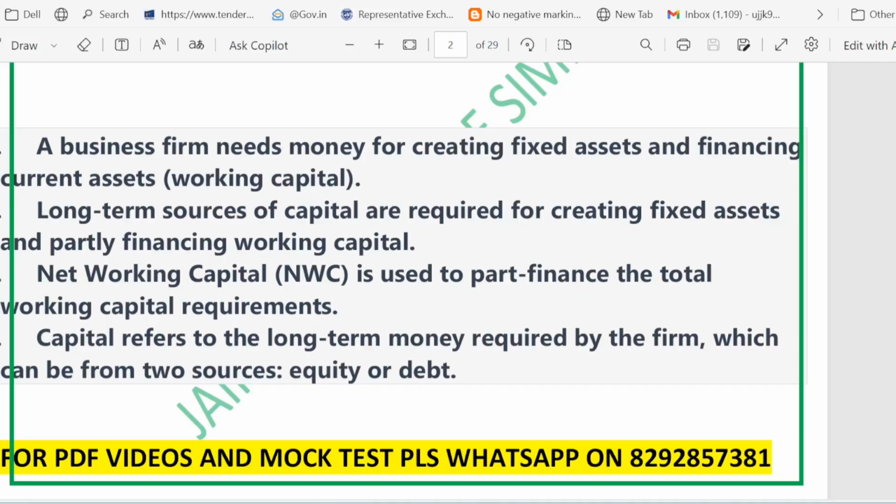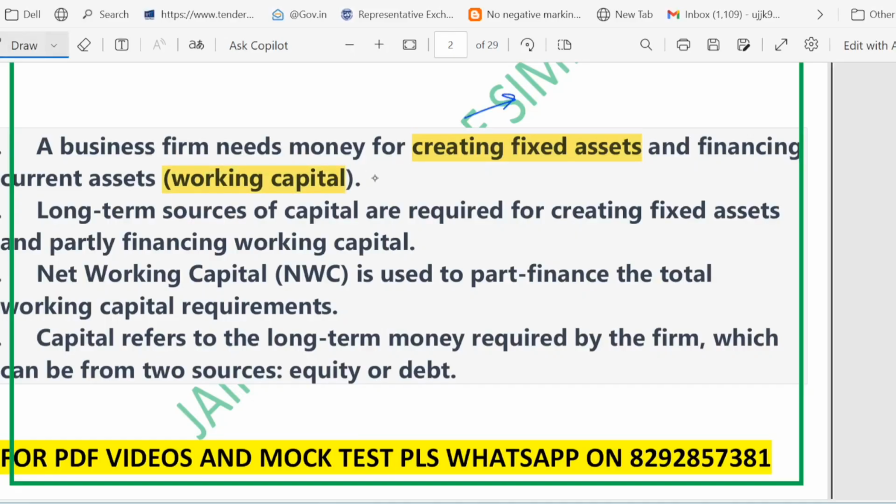So let's get started. Whenever a business starts or grows, it needs money. Now, this money is required for two big things: either for creating fixed assets like buildings, machines or computers, or to run the daily operations, like paying salary, buying raw material, and paying the electricity bill. This part is called working capital, or financing the current assets.